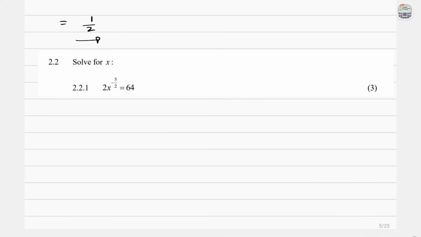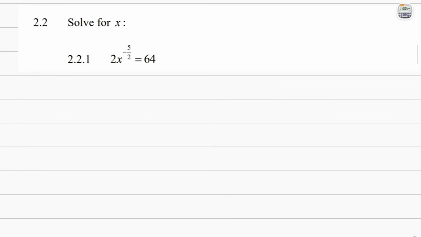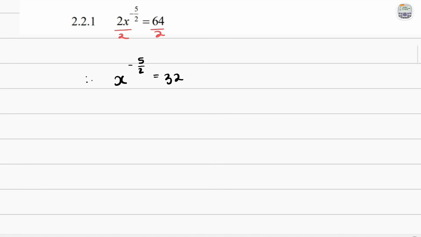Question 2.2.1 says we need to solve x in this equation. Okay, so with this equation, do you see that we have a 2, we have a 64? Okay, the 2 is not raised to any exponent except for 1, of course. So we can just divide both hand sides of this equation by 2. And so now we have x to the power of negative 5 over 2 is equal to 32. Okay, so 32 can also be written as a base of a prime number. So we can do that.